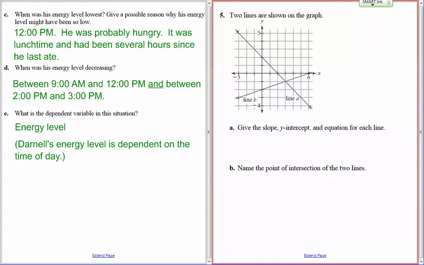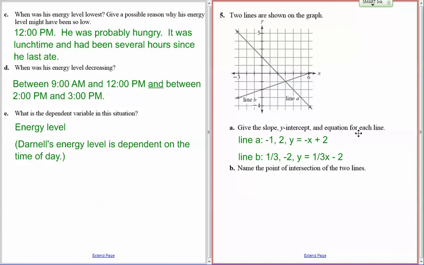All right, we got two lines. We're first asked to give the slope, the y-intercept, and equation for each line. So line A has got a slope of -1. It goes down 1 over 1, down 1 over 1. It's got a y-intercept of 2. So if we wrote this in slope-intercept form, it would be y equals -x plus 2.